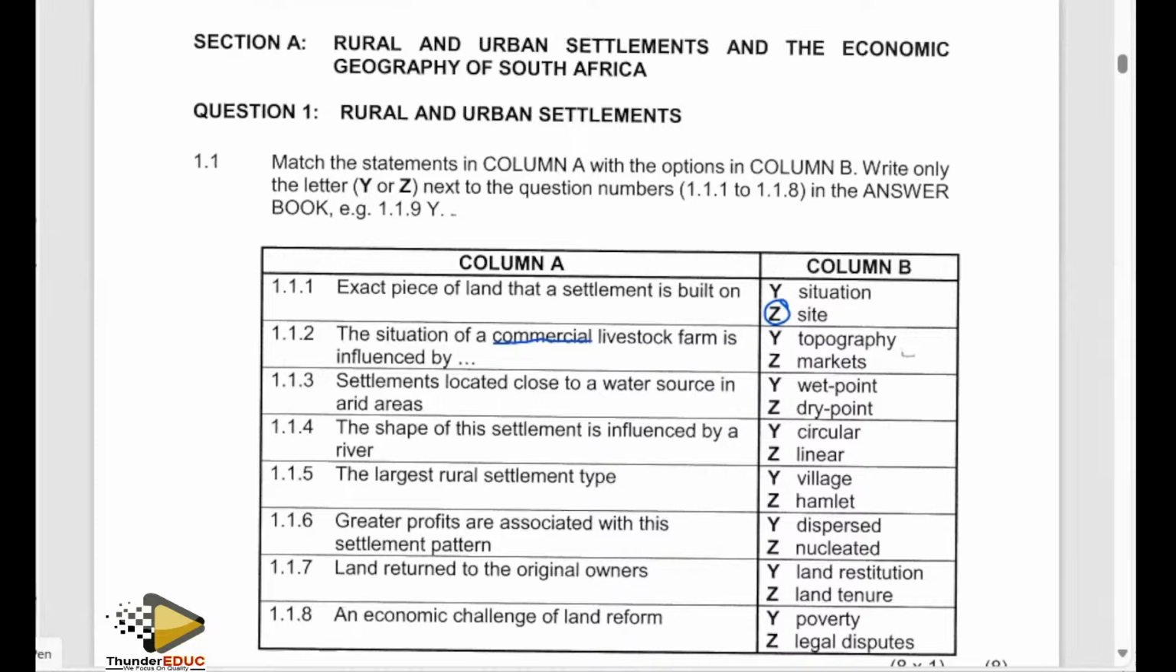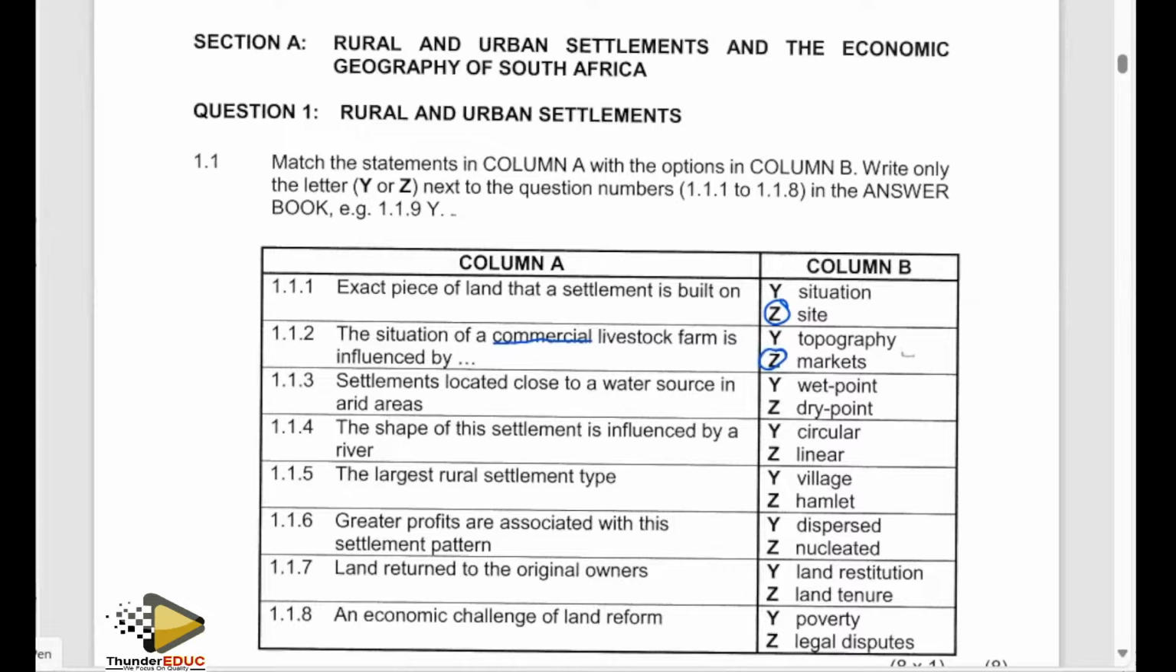So regarding its surroundings, we're looking at a commercial livestock farm. We know that when we're talking of commercial farmers, their main purpose is to produce for sale. So they should consider the availability of markets in their surroundings. So the correct response is Z for question number 112. Right, I'll go to number 113.